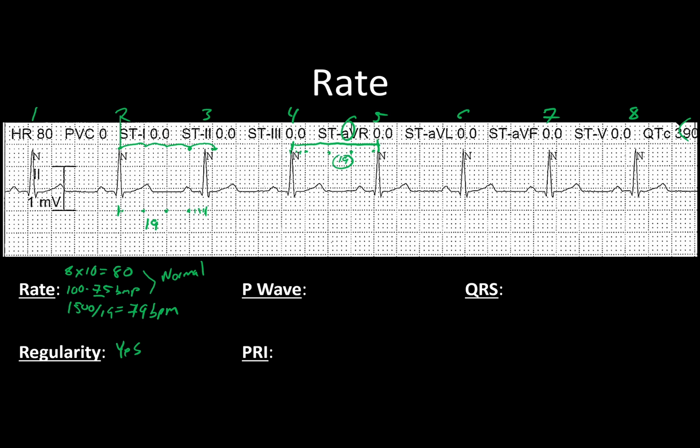If I want to do the same thing for the P waves, it's from the start of the P waves here, and that's if I was going to find an atrial rate, because the QRS represents the ventricles, the P wave represents the atria, and you'd go across here. That one also comes out to 19, so perfect.